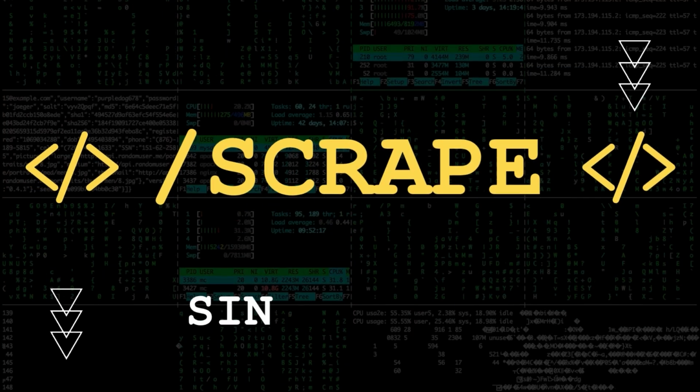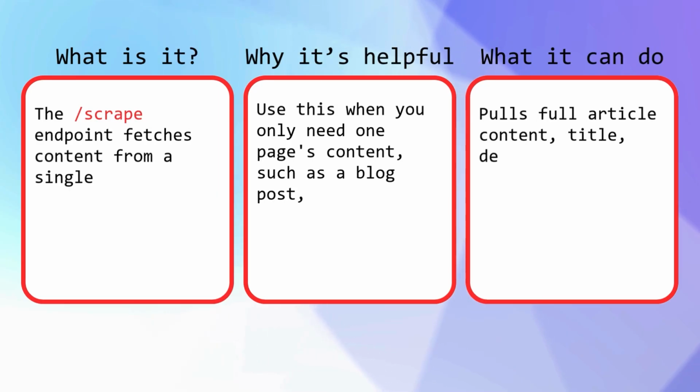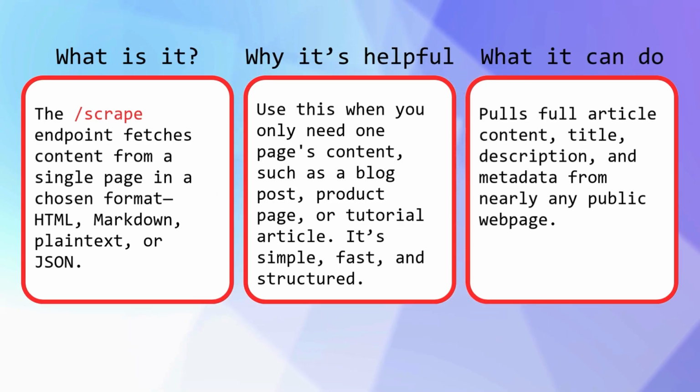Well, we're going to start this course off with the simplest endpoint, and that is scrape. It allows us to fetch content from a single page in a chosen format: HTML, Markdown, plain text, or JSON. It's helpful because sometimes you only need one page's content, such as a blog post or a tutorial article. It's simple, fast, and structured. So what can it do? Well, it can pull the full article content, title, description, and any metadata from basically any public web page.